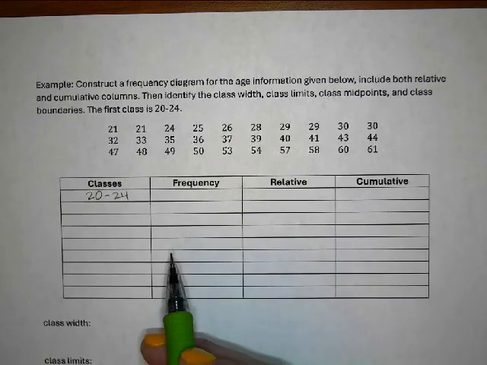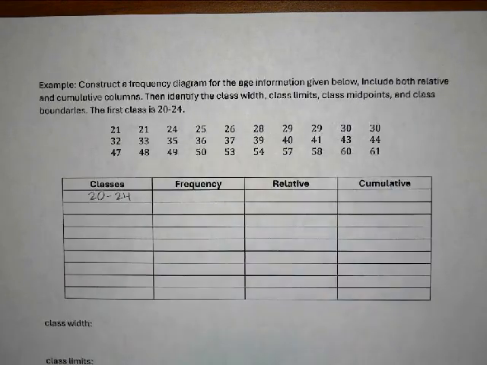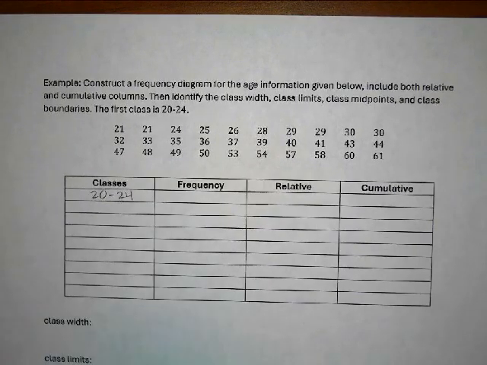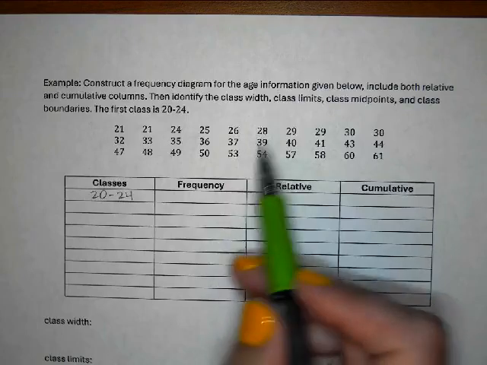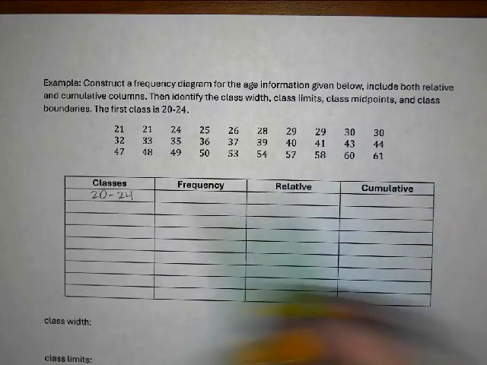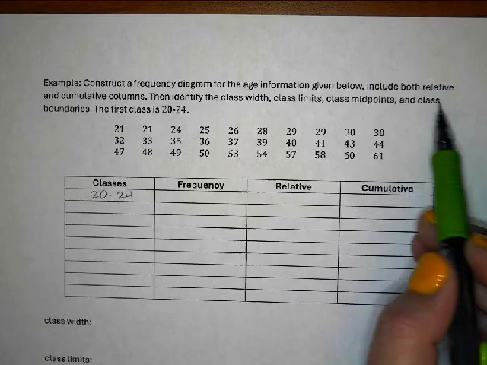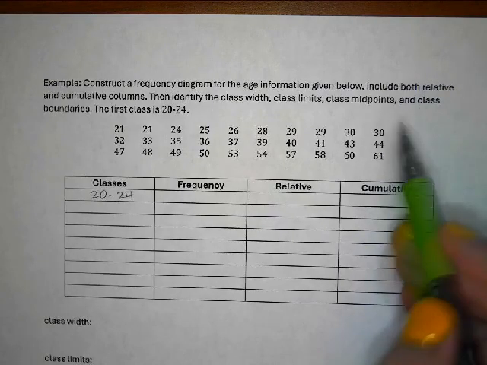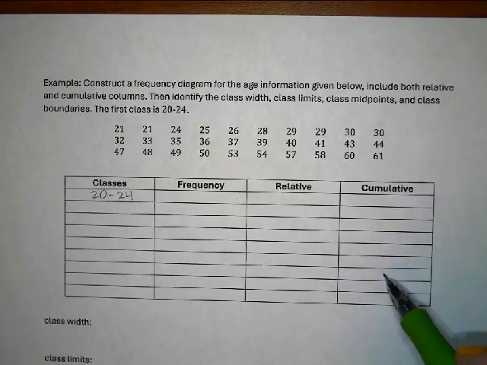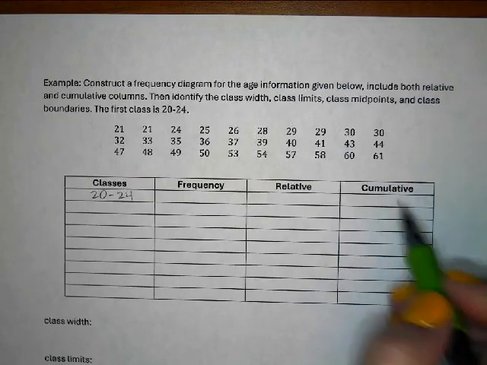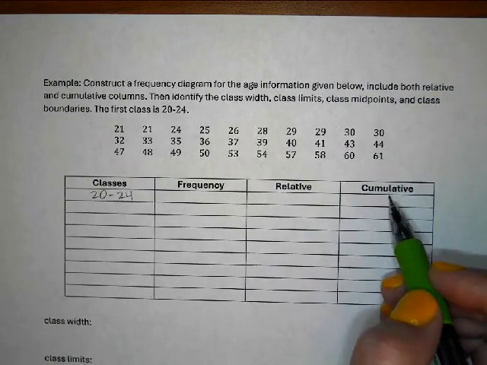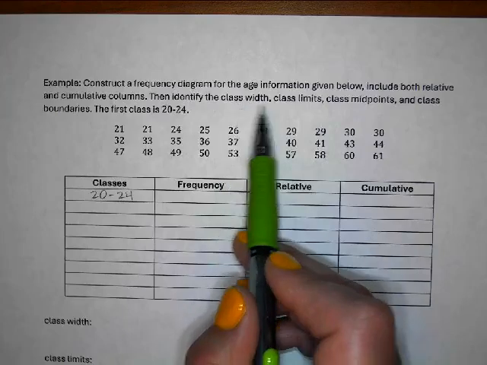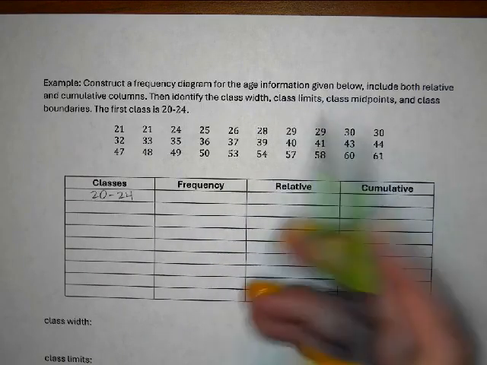Okay, this example says construct a frequency diagram for the age information given below. So these are all ages. And then it says include both relative and cumulative columns. These are going to be new to us: a relative frequency distribution and a cumulative frequency distribution. Identify the class width, class limits, class midpoints, and class boundaries. The first class is 20 to 24.